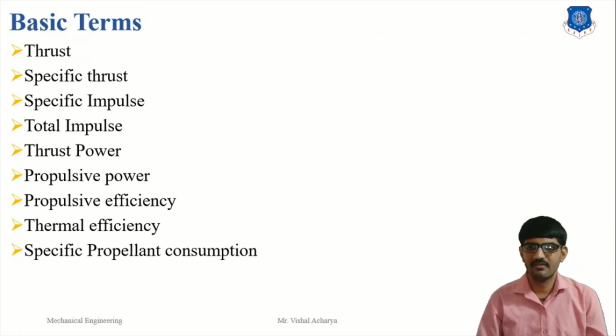Then thrust power. The power derived from the thrust of the engine is called the thrust power and is given by the product of the thrust and aircraft velocity. Next is the propulsive power. Propulsive power is the sum of thrust power and power lost due to the energy carried by the exhaust gases. Propulsive efficiency is defined as the ratio of the thrust power to the propulsive power, and thermal efficiency is defined as the ratio of propulsive power to the heat supply rate.